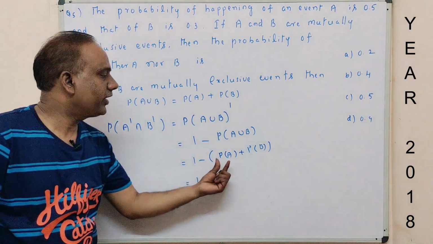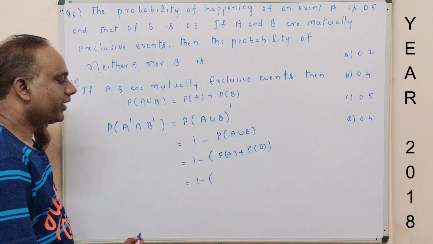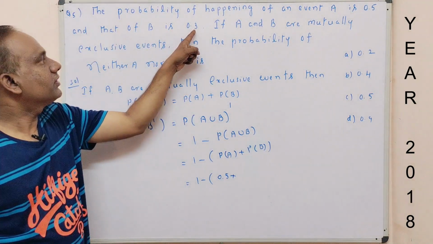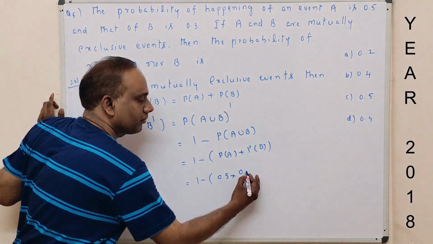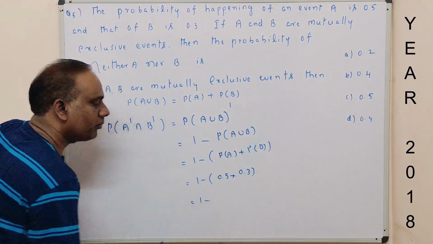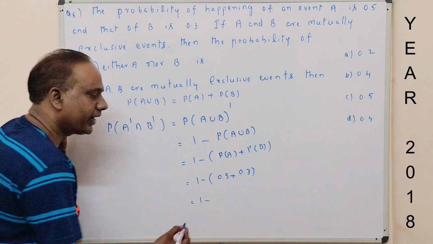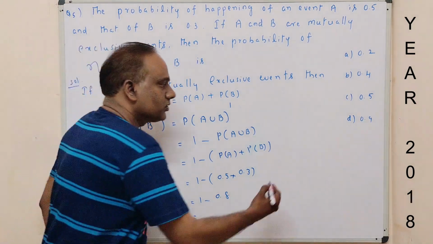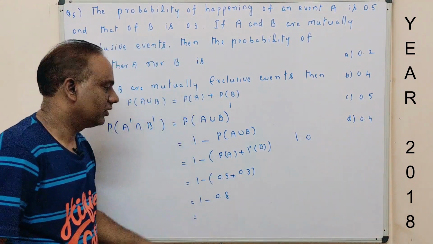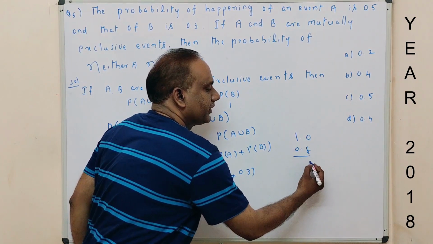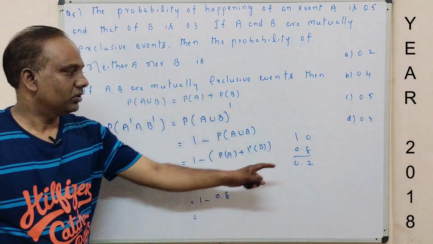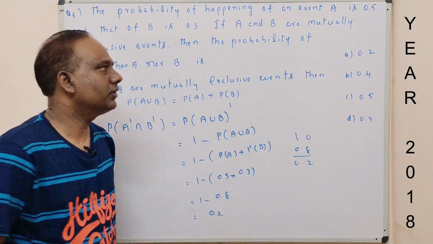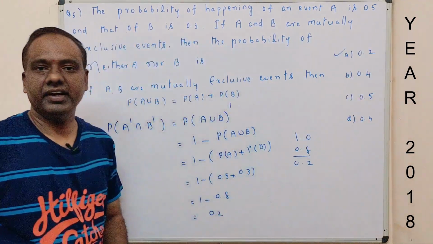So 1 minus, here P of A value is 0.5 and P of B is 0.3. 1 minus 0.5 and 0.3, total 0.8. So 1 minus 0.8. Here 1 means 1.0 minus 0.8, so the answer is 0.2. Here option A is the correct answer.